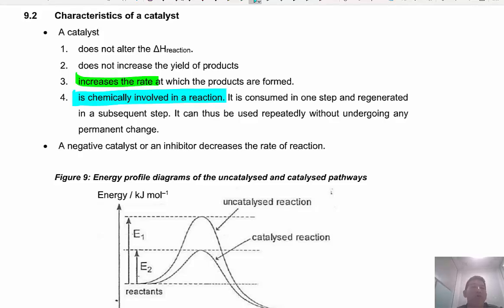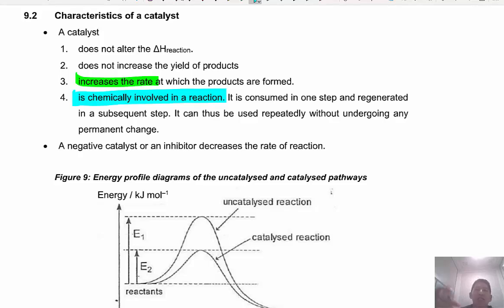So that's why, very often, you'll see catalysts appearing in rate equations, because they are lowering the activation energy of the slow step. So the slow step is no longer so slow. For it to be no longer so slow, that's because its activation energy has been lowered. And why has its activation energy been lowered? Because the catalyst was involved.